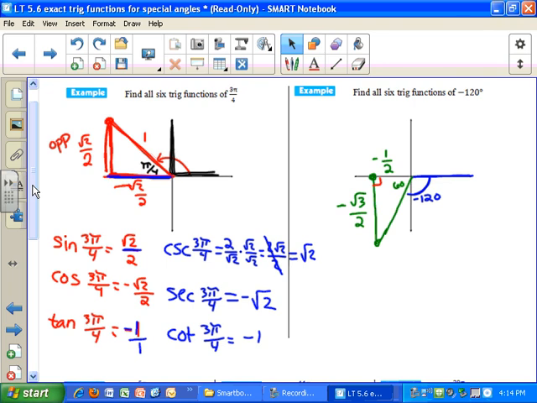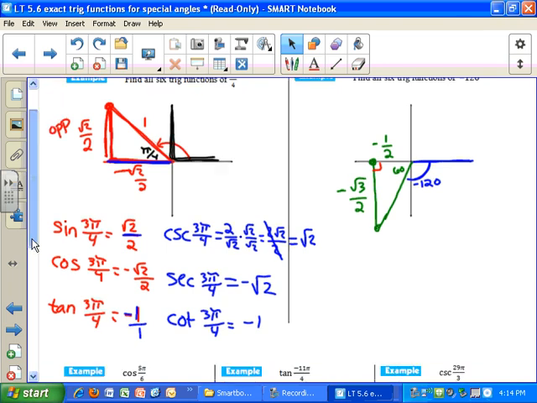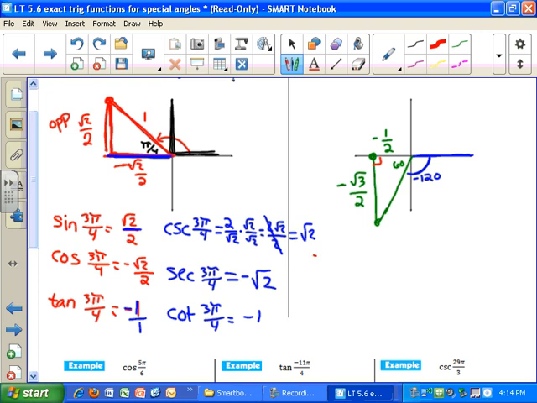And so now, again, to find the sine, cosine, tangent values, we will use the sine of our reference angle. The sine of negative 120 degrees is going to be the opposite side. So that should be negative square root of 3 over 2. The cosine of negative 120 degrees is the adjacent side. So it's negative 1/2.